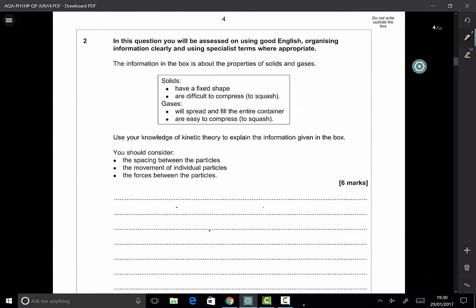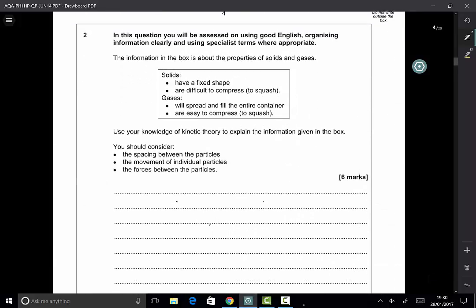Okay, question 2, we've got a 6-marker question. With the 6 markers, they often give you quite a lot of information to help you answer it. So we've got information about the properties of solids and gases. Solids have a fixed shape and are difficult to compress. Gases will spread and fill the entire container and are easy to compress. We have to use our knowledge of kinetic theory, so that means we're talking about what's happening to particles and the motion of particles. To explain the information in the box, you should consider the spacing between the particles, the movement of individual particles, and the forces between the particles.